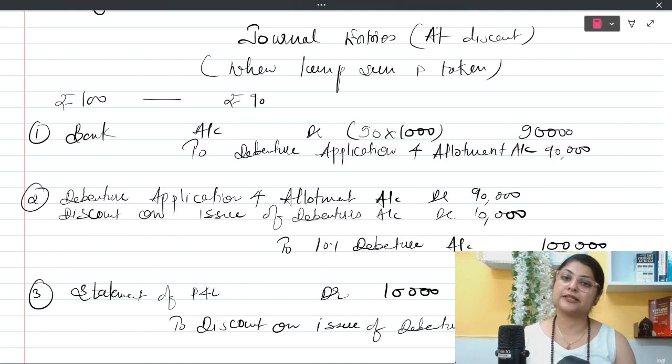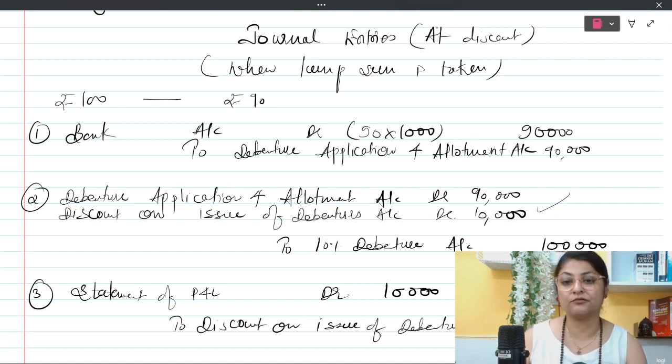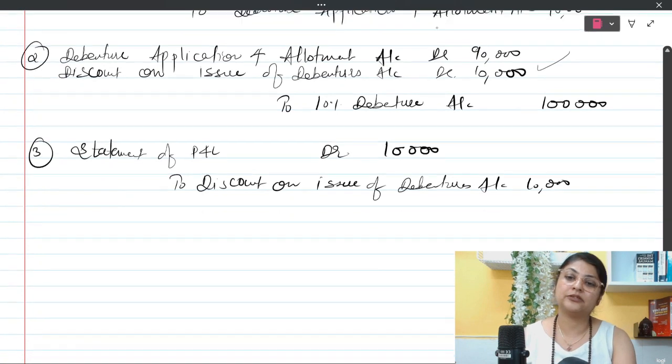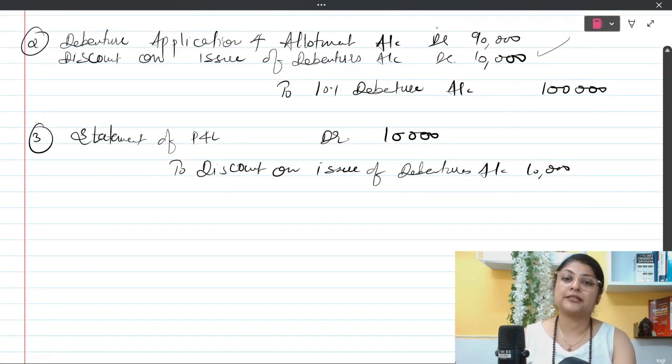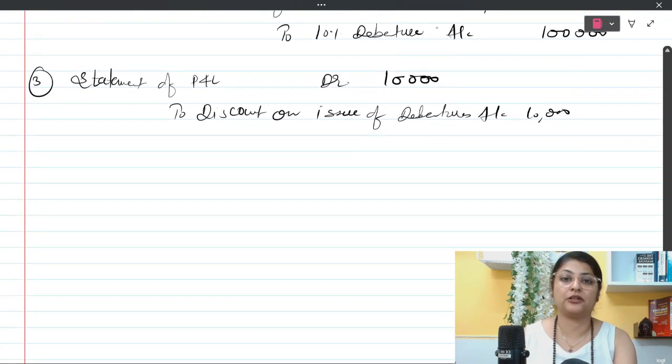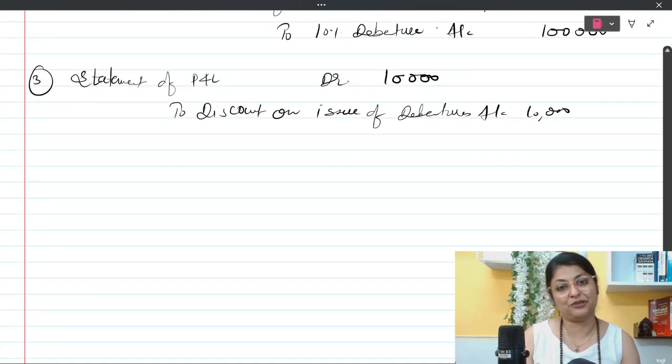The second entry is the transfer entry, and in this transfer entry we will have to open this account also, 10,000 rupees, that is discount on issue of debenture. So debenture application and allotment account will be debited, and discount on issue of debenture account will also be debited with 10,000, and percentage debenture account will be credited with 1 lakh. At the end we will close this account by debiting statement of profit and loss account, and closing discount on issue of debenture account. I hope students this is clear to you.